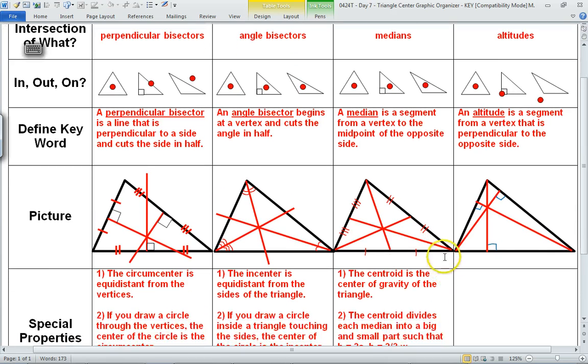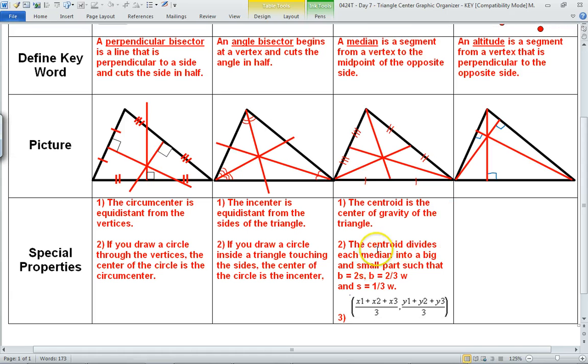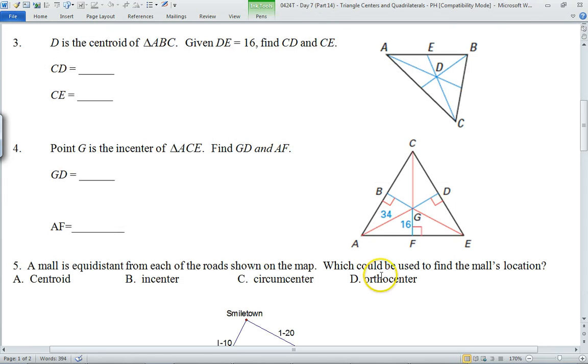What else do we know about the centroid? Center of gravity, yeah, that's not really going to help us a lot. This is the one where the centroid divides each median into a big part and a small part. The big part should be twice as big as the small part, and the big part is 2/3 of the whole thing, and the small part is 1/3 of the whole thing. So let's keep that in mind about the big part and small part. So let's see what we've got. DE is 16.